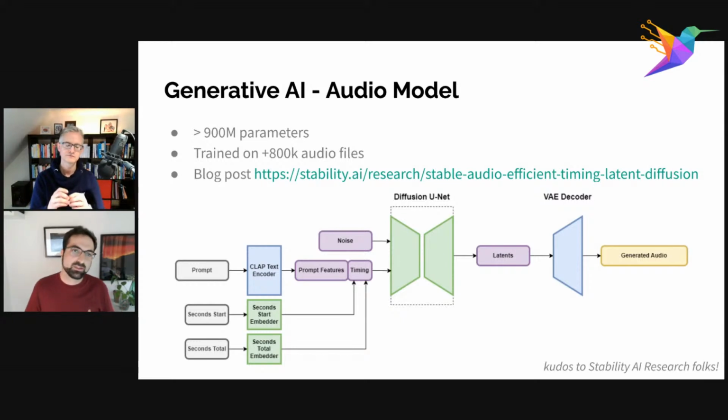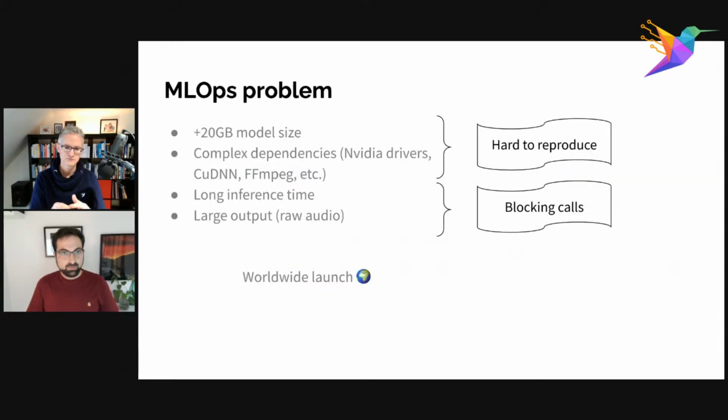Essentially, it's a very large generative model trained on more than 800,000 audio samples, and it counts more than 900 million parameters. It's a Python model, and it's a fairly large one, anyways. So, what does it take to deploy such a model at scale?